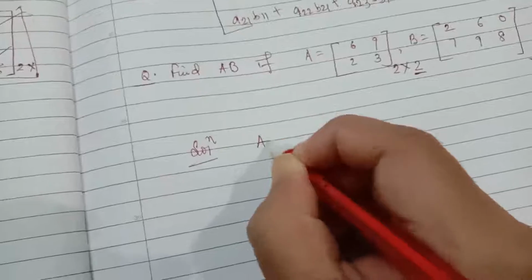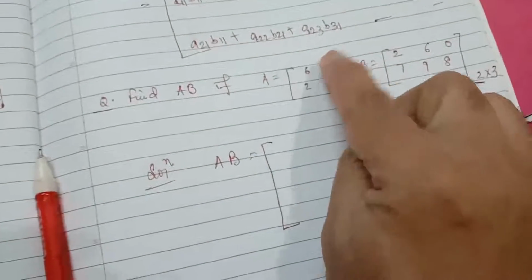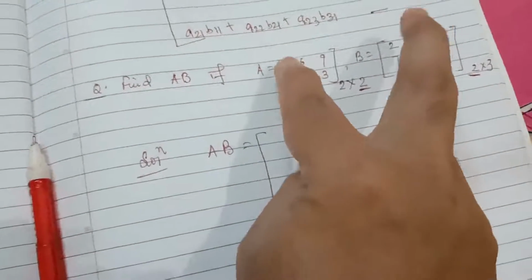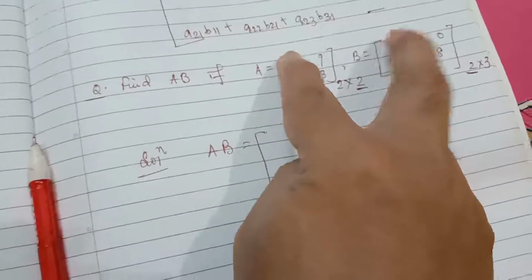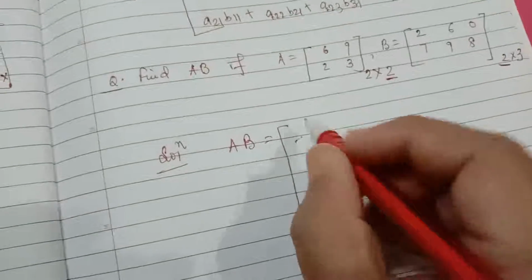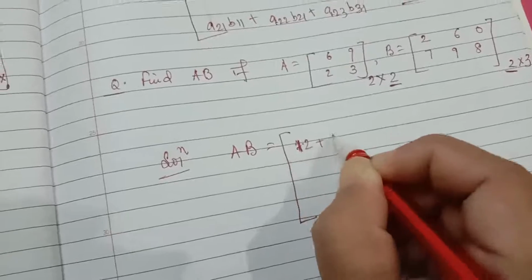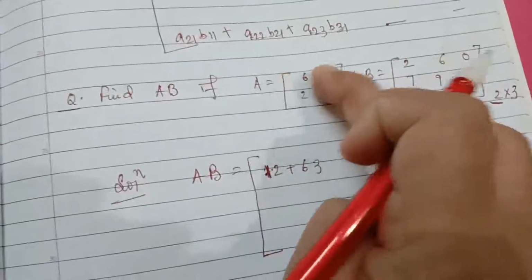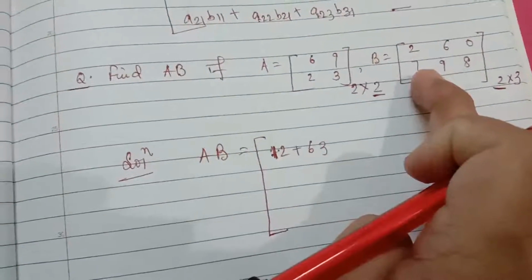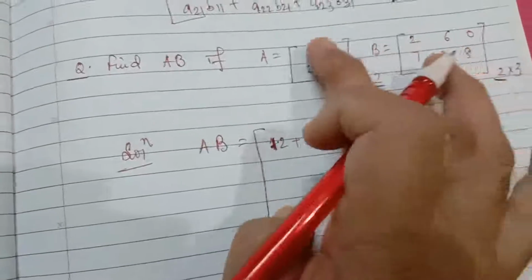How to find AB? Let us take the first row of A and the first column of B: 6, 9 and 2, 7. We have to multiply the first element with the first element, 12, plus the second element with the second element, 63. I'm writing 6 into 2, 12, plus 9 into 7, 63. With the first row we have to multiply the elements of the first column, 12, 63. The sign between these two will be plus, this into this, plus this into this.